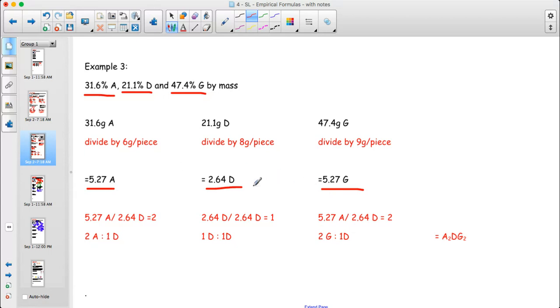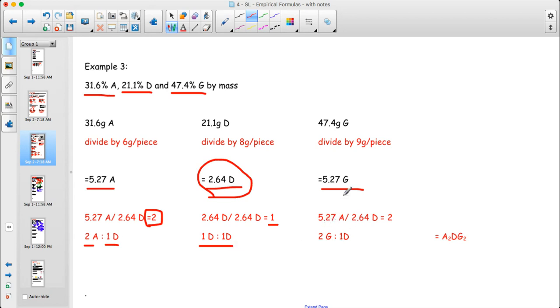The way you deal with this is like you did before, but now you've got 3 different examples. Divide all 3 values by whichever one is smallest. In this case, this is the smallest value, 2.64. So 5.27 to 2.64 in a calculator would essentially give you 2, right? Which means that the ratio is 2 A's for every 1 D. If you compare D to itself, 2.64 to 2.64, obviously that's going to give you 1. Obviously, it makes sense that there's 1 D for every 1 D.